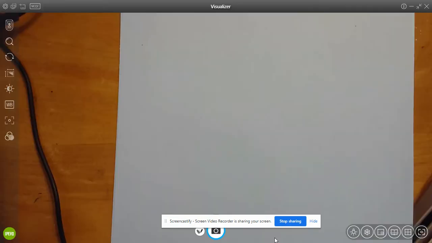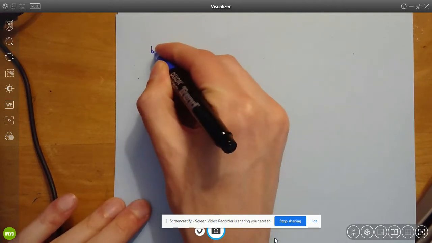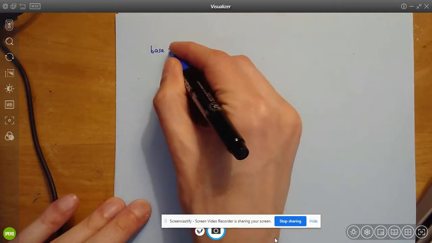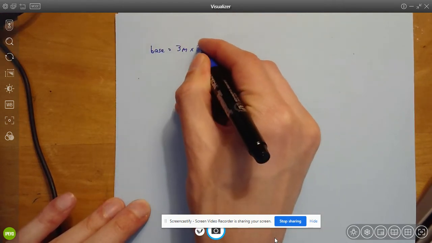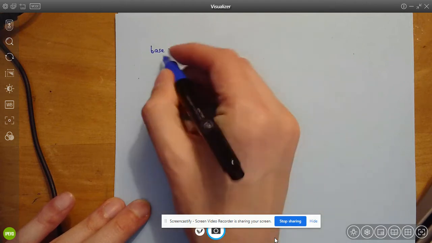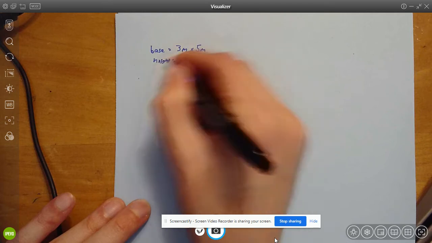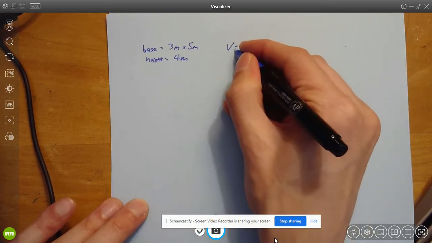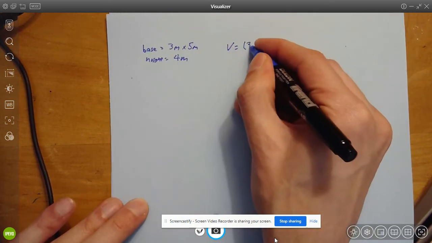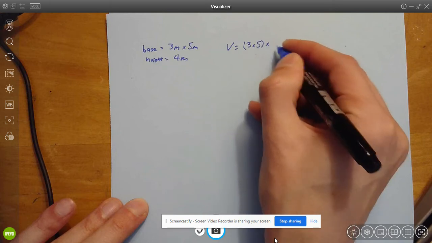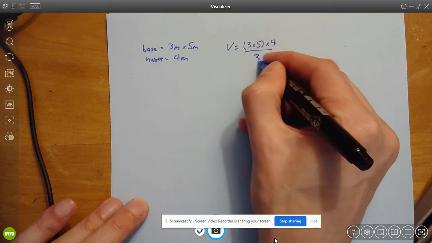So if I'm ever solving a volume of a pyramid question, if I've got a square-based pyramid, and the base is, let's say, 3 meters by 5 meters, so not quite the Great Pyramids. And I've got a height of 4 meters. This is a square-based pyramid. So my volume is going to be the area of the base, 3 times 5, times the height, and then we're going to divide by 3.